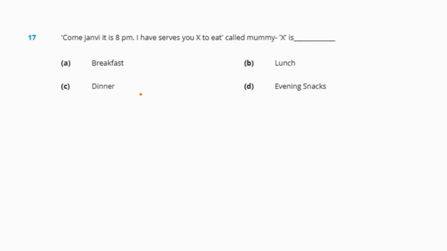Next, come Janvi, it's 8 p.m. I have served you eggs to eat, call mummy. So, eggs can be what? So it's 8 p.m. and mummy is calling Janvi to have her what? At 8 p.m. she will have her dinner, right? Option C, dinner is the correct answer.